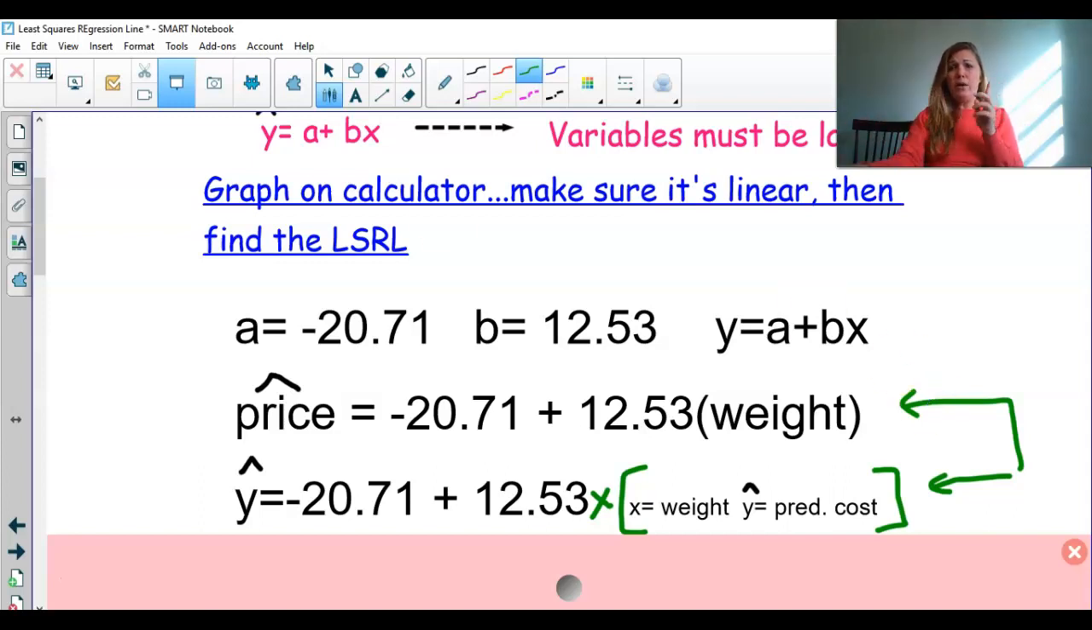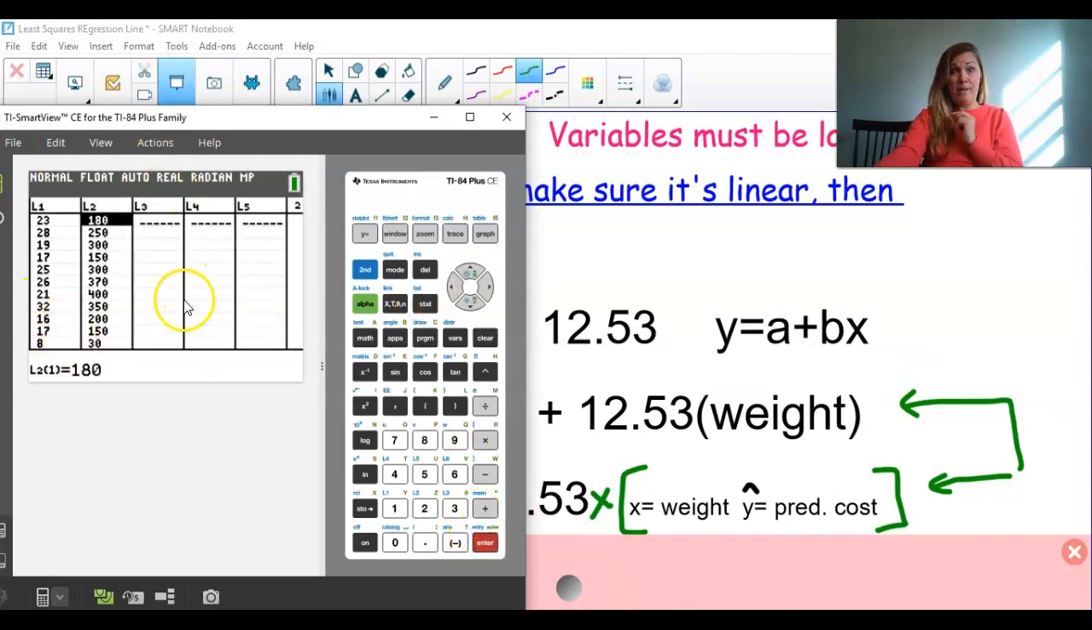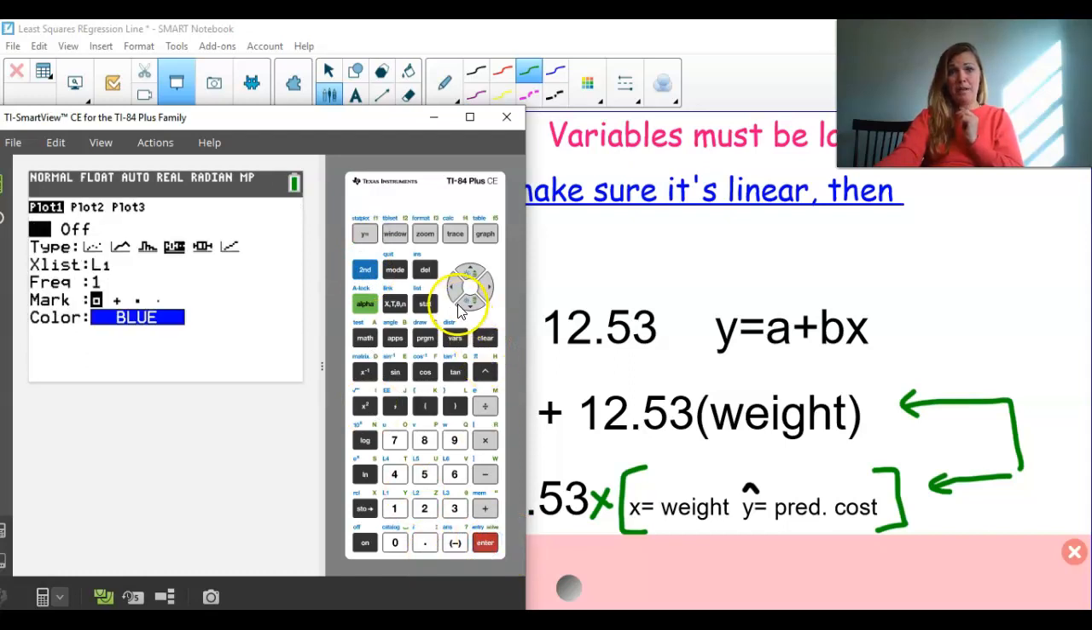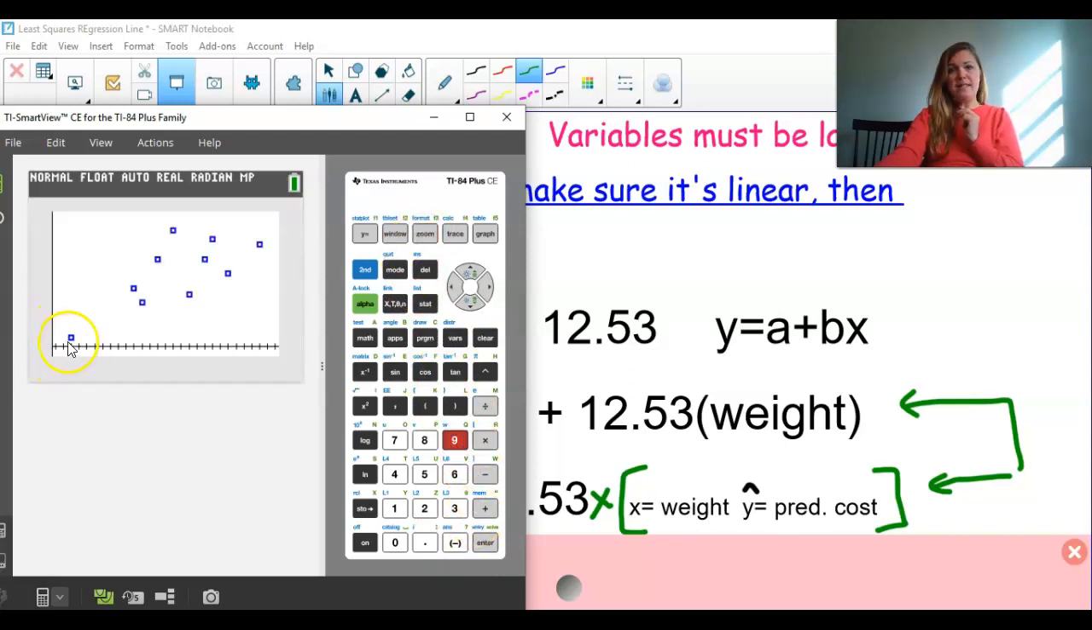Let me rewind and quickly show you how to graph this on the calculator so you can see. So I have all of my data in my L1 and my L2. Now what I can do is I can go into second y equals. I can hit enter on Plot 1. I'm going to go over, and this one right here is my scatter plot. So I'm going to hit enter. Then I'm going to hit zoom and 9 for ZoomStat. And you can see, yeah, I do have a pretty linear graph right now.